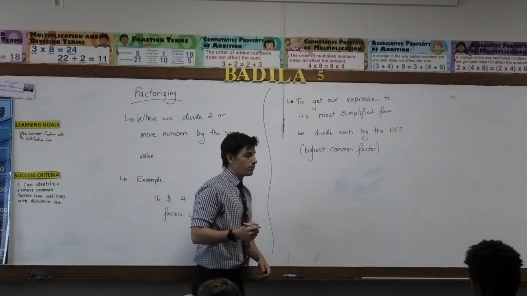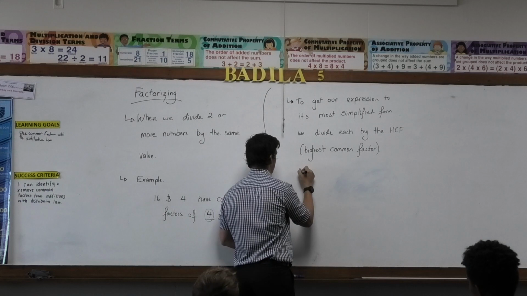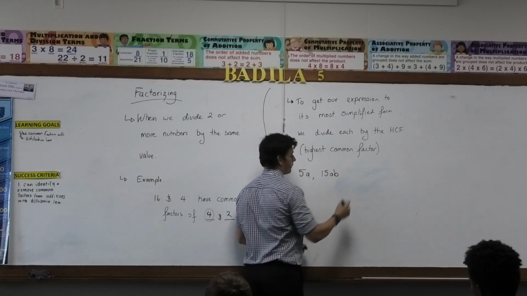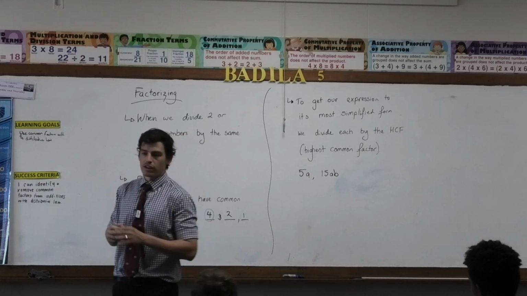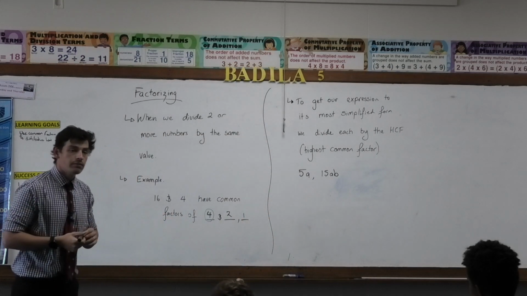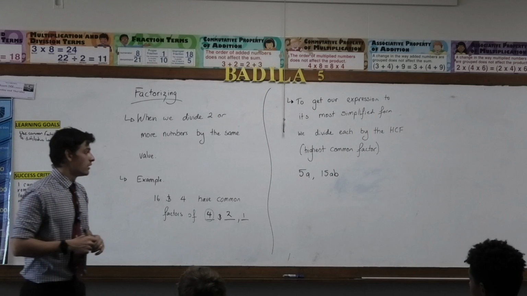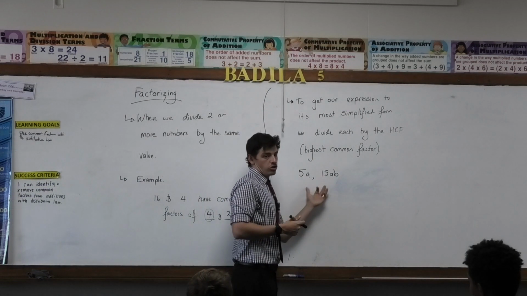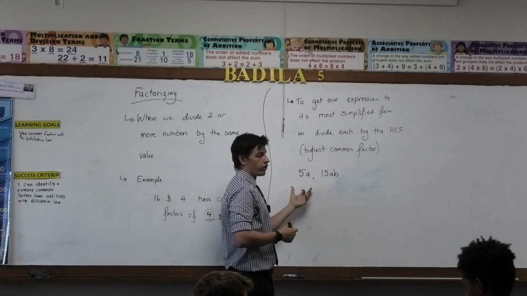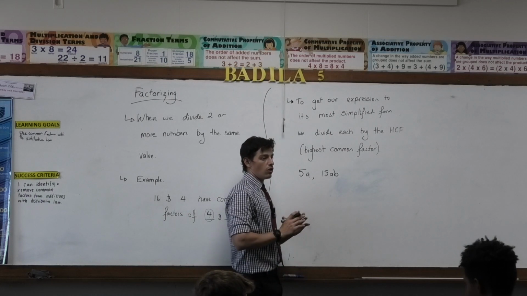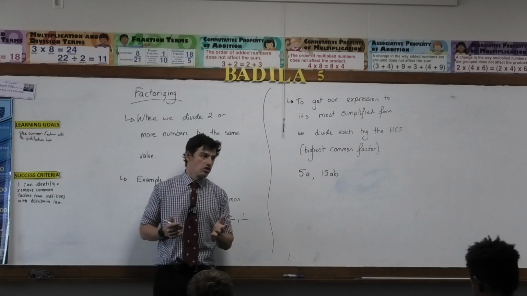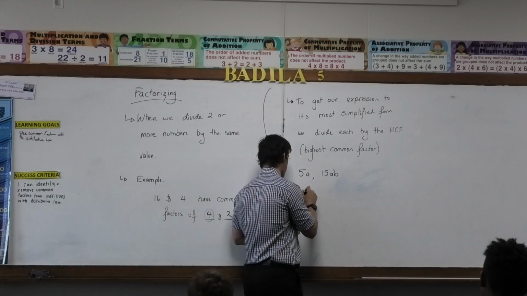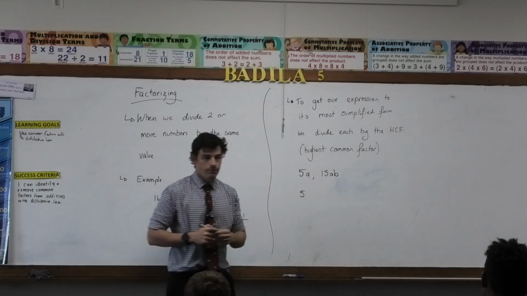What's not so simple is when we've got, for example, 5a and 15ab. Why is that more tricky? Did you have to take into account the letters? Yeah, so we've got algebraic terms, letters, and we've also got some numerical values there. Of the numerical values, what's the highest common factor there? 5. So we can see that 5 is the highest common factor. But is that it? No.